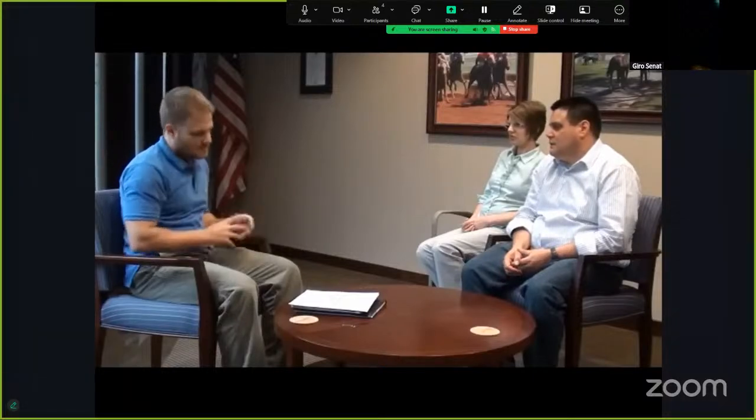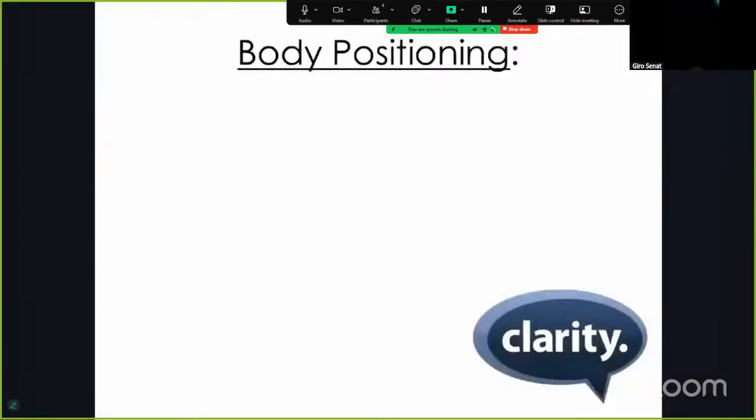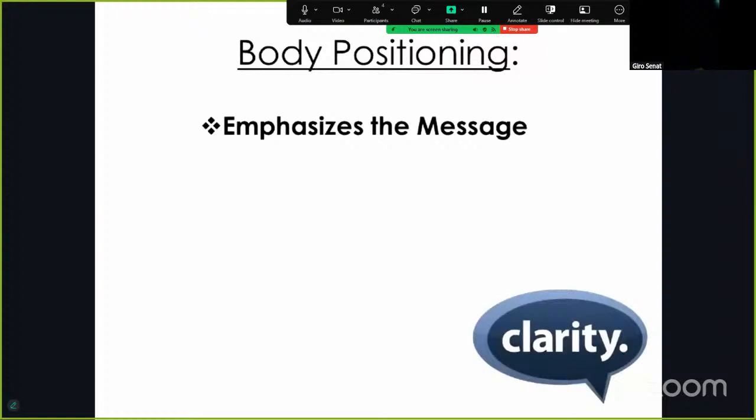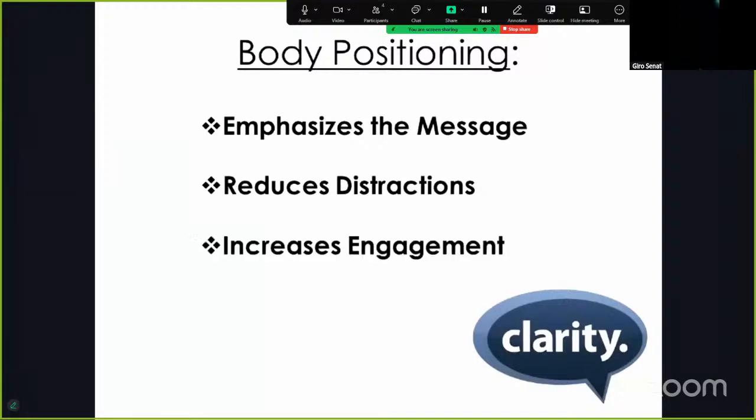Whenever possible, an interpreter should sit to the side and slightly behind the target language speaker. As you saw in the video, this emphasizes the message, not the interpreter. It reduces distraction and allows the parties to engage each other, not the interpreter.